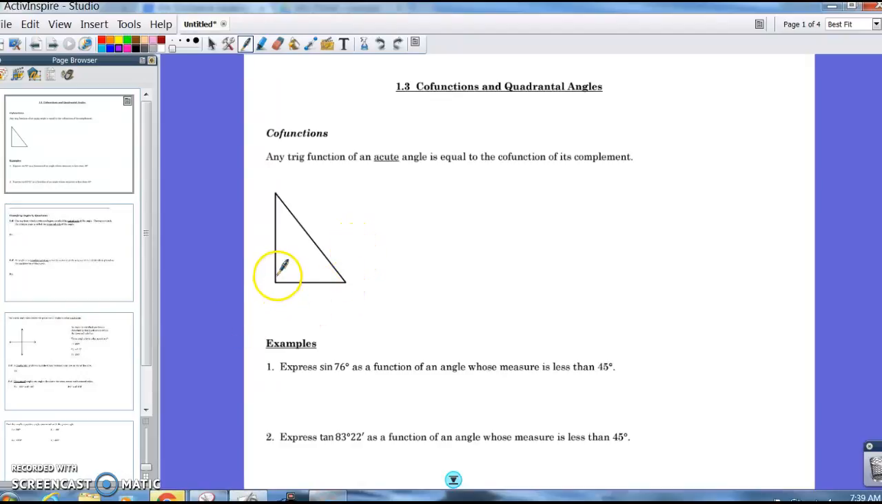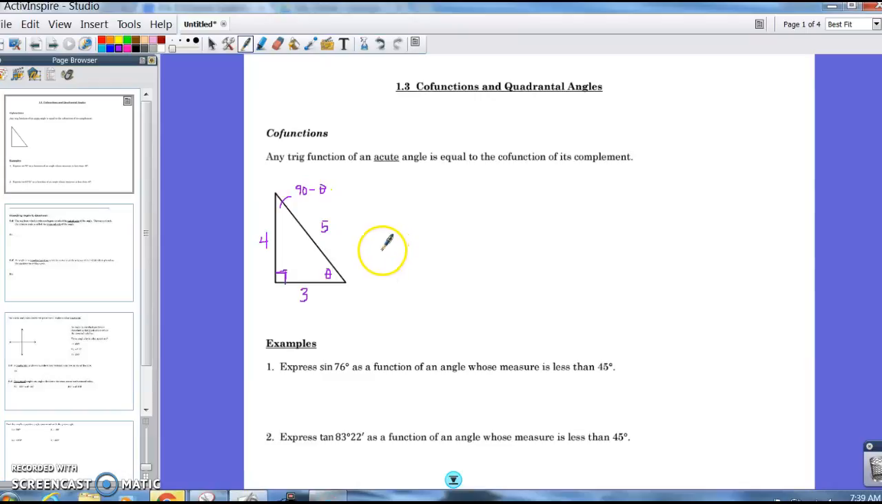So if I have a right triangle, here's my right triangle, and say I have a 3, 4, 5 right triangle. If I call this angle theta, I know that these two angles here have to add up to 90, which means that this angle here is going to be 90 minus theta. So if this angle was 40, this angle would be 50. If this angle was 20, this angle would be 70. Okay, so that's the idea behind that.